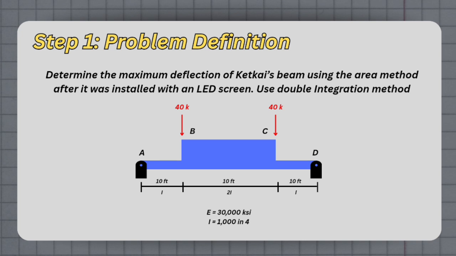A 40 kip point load is applied at point B and another 40 kip point load is applied at point C. The material and cross-sectional properties are modulus of elasticity E, which is 30,000 ksi, and moment of inertia I equal to 1,000 inches raised to the power of 4. So our objective here is to determine the vertical deflection Y max of the beam using the double integration method.